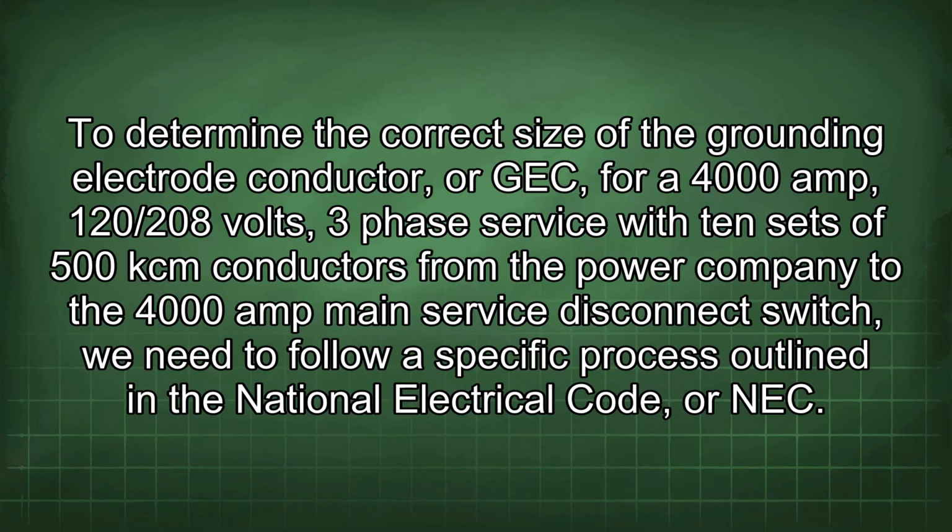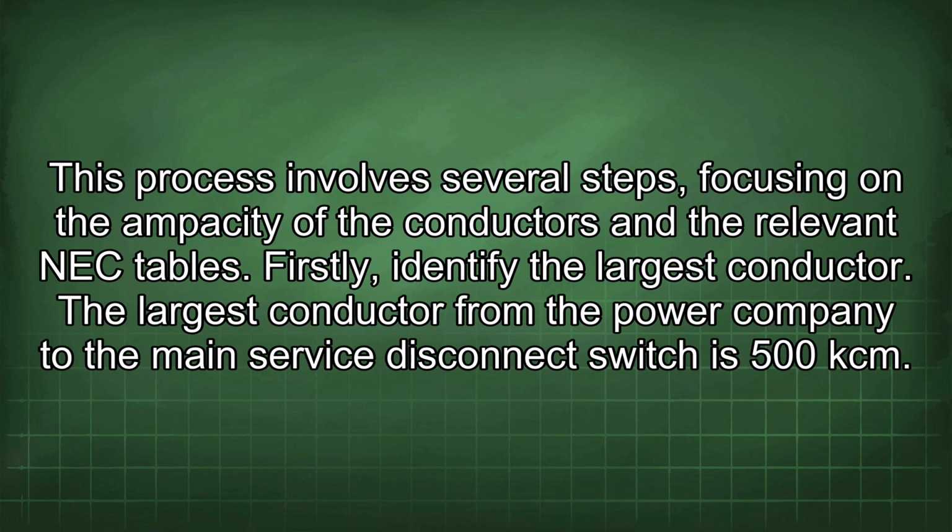To determine the correct size of the grounding electrode conductor, or GEC, for a 4000 amp 120/208 volts, 3-phase service with 10 sets of 500 kcm conductors from the power company to the 4000 amp main service disconnect switch, we need to follow a specific process outlined in the National Electrical Code, or NEC. This process involves several steps, focusing on the ampacity of the conductors and the relevant NEC tables.